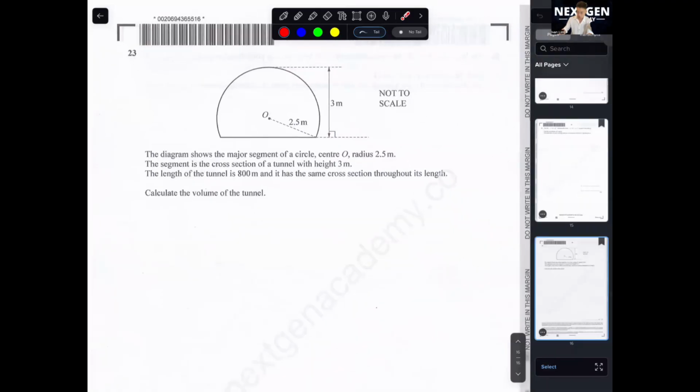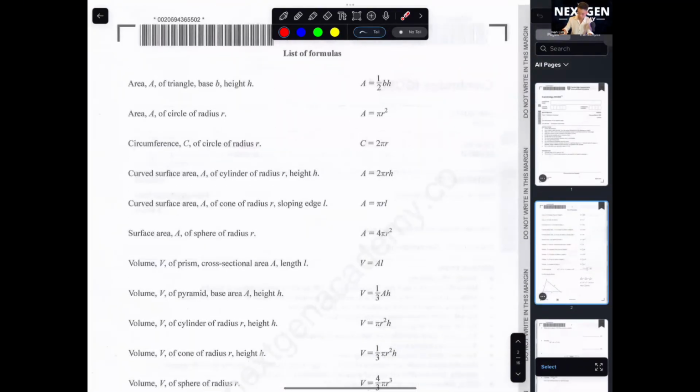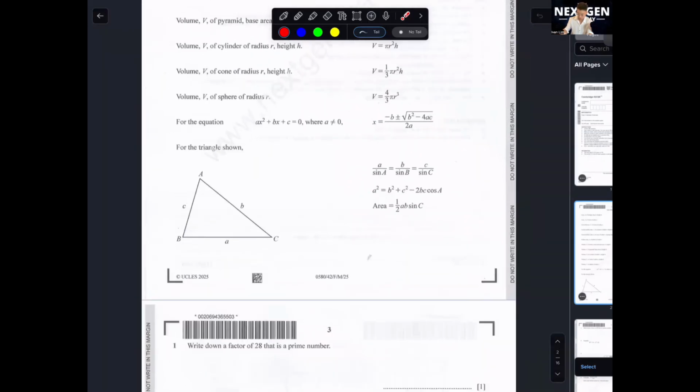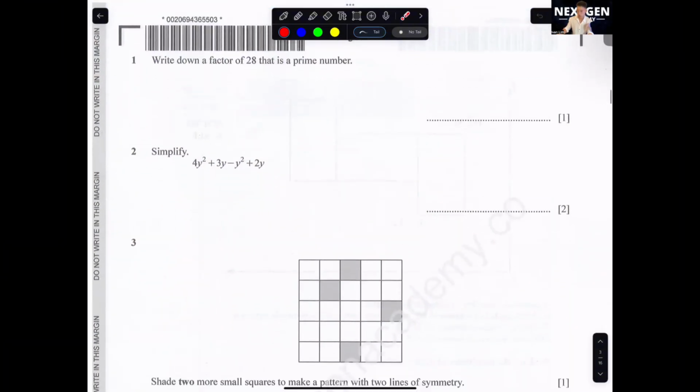All right. So we'll start immediately so that we can complete it on time. The formula sheet is still the same exact one as the paper 2. So whatever that's here, whether you want to memorize or not, it's up to you. Let's look at question number 1. All of you can have your calculator, so please take out your calculator and leverage on your calculator also. Let's look at 1. Write down a factor of 28 that is a prime number.